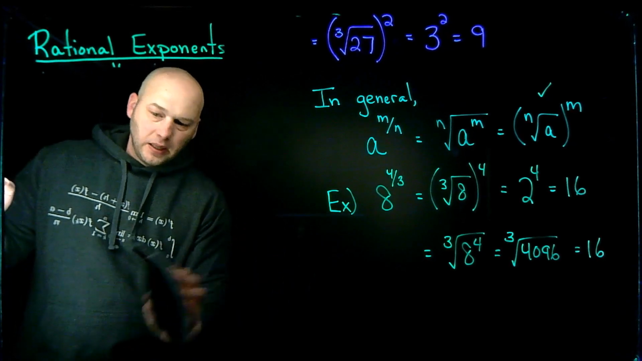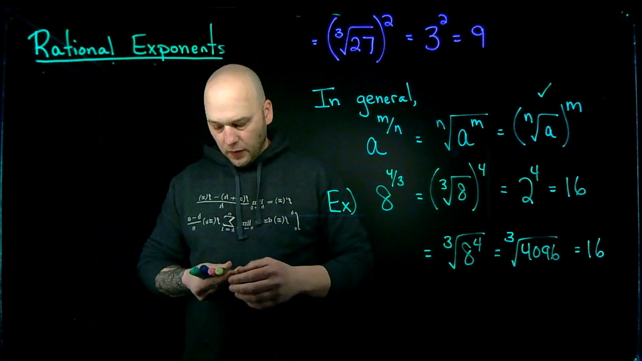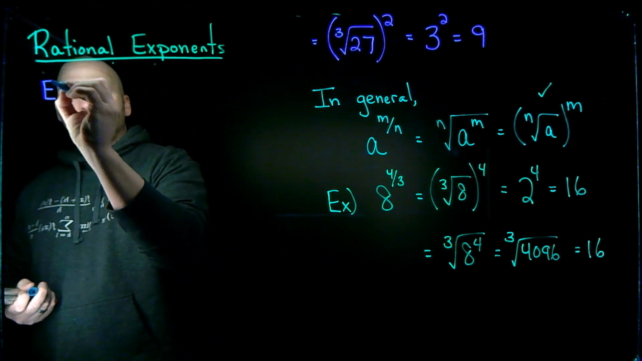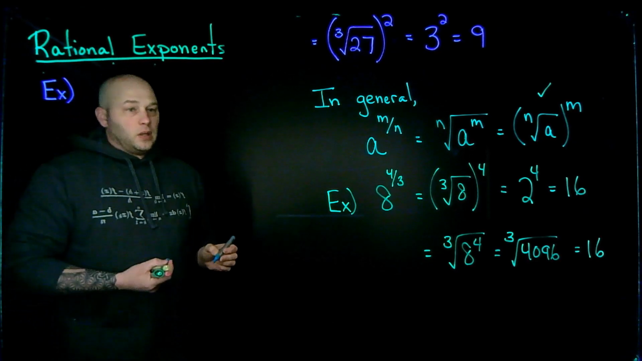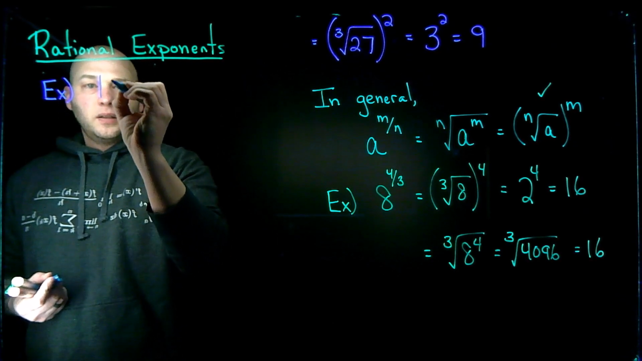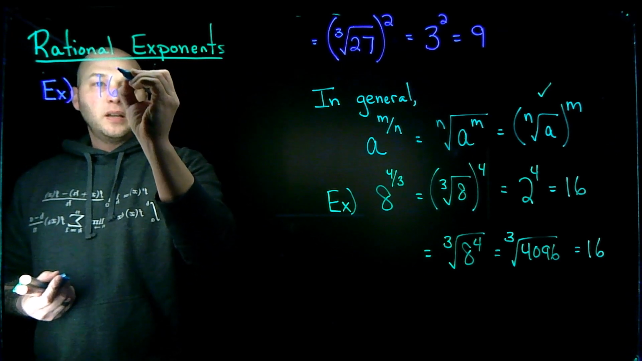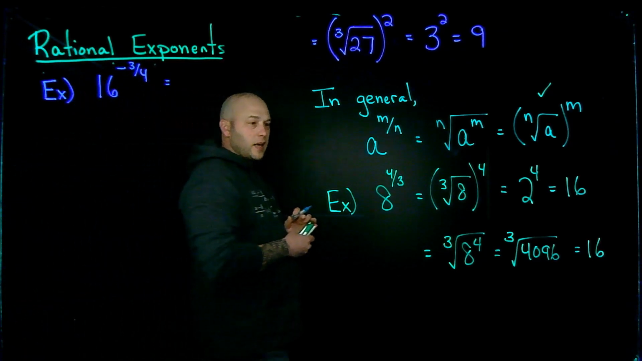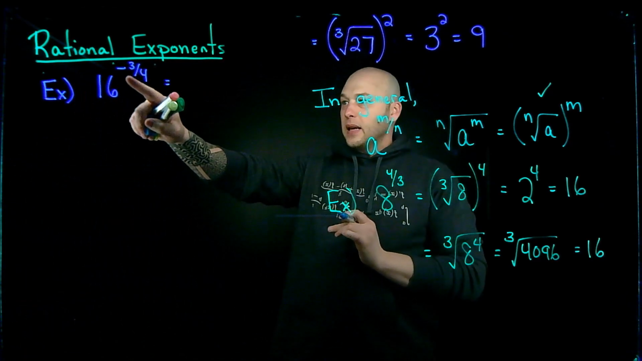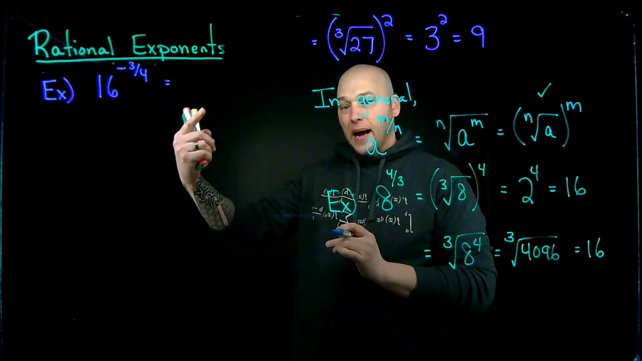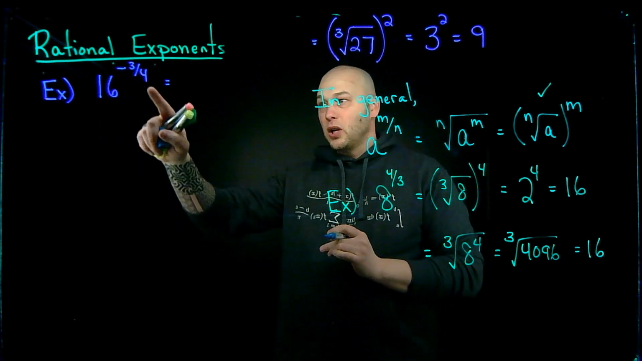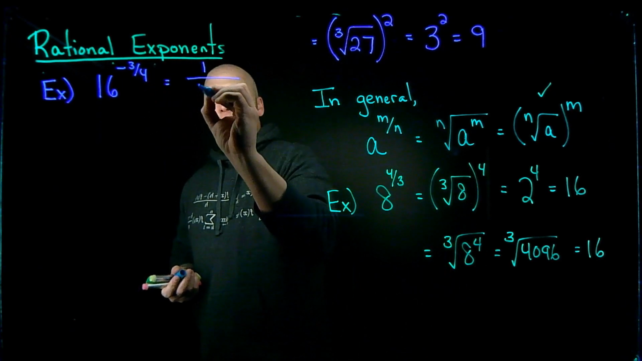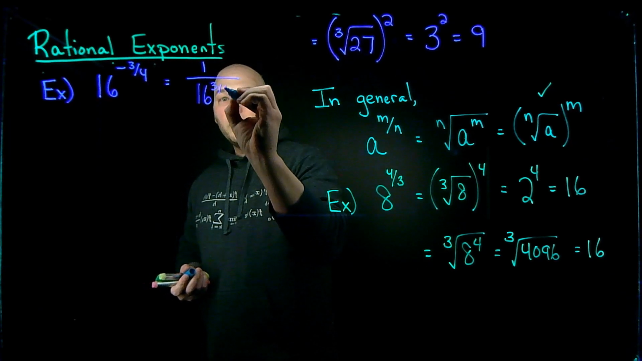Rational numbers could be negative, so let's see what happens if I have an exponent that is a negative rational. For example, let's say I wanted to do 16 to the negative 3/4. All right, so 16 to the negative 3/4. Well, remember that to make a negative exponent positive, what I do is I flip the base and then change the exponent to a positive number. So in other words, 1 over 16 to the 3/4.